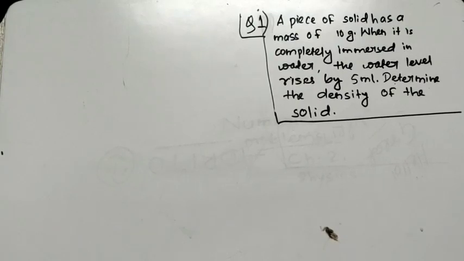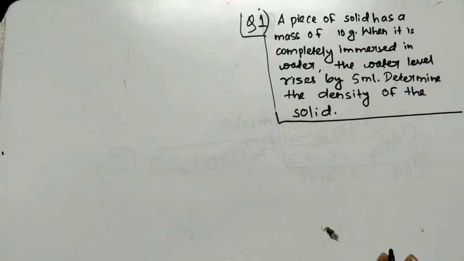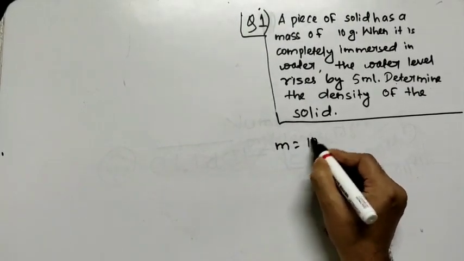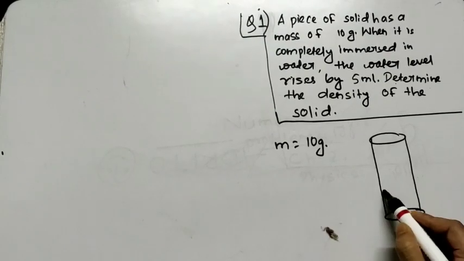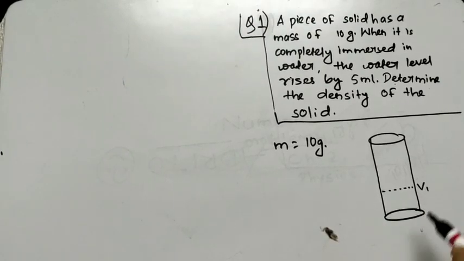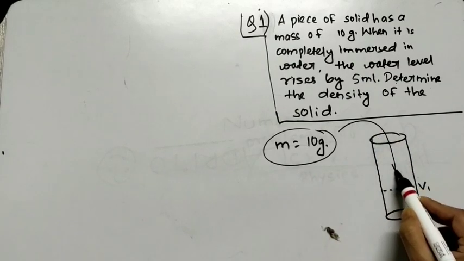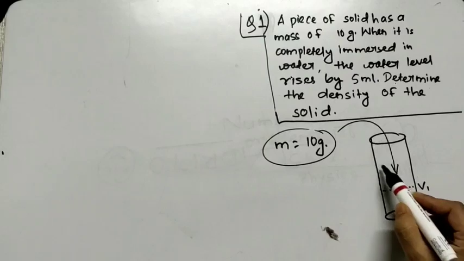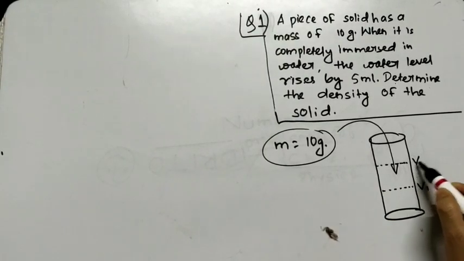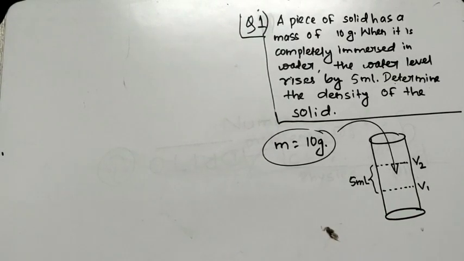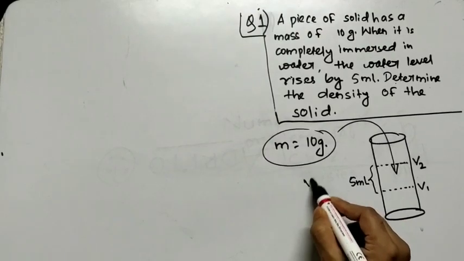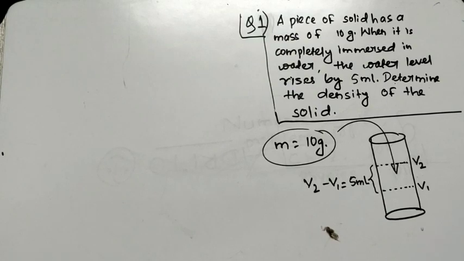Okay, so here is our first question. A piece of solid has a mass of 10 gram. When it is completely immersed in water, the water level rises by 5 milliliter. Determine the density of the solid. So we have a piece of solid which has a mass of 10 gram. Now suppose there's a can and the water level is at V1, and when this mass is lowered into the measuring can, the water level rises and reaches up to V2. Now this region is 5 milliliter, or we can say V2 minus V1 is 5 milliliter.